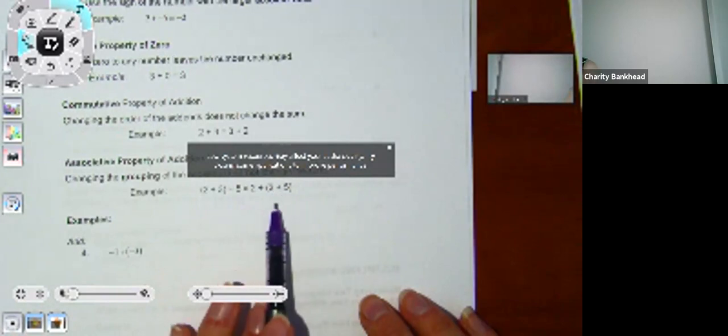And the associative property of addition means that you can group the numbers in different groups and it still gets the same answer. So if you have 2 plus 3 plus 5, it doesn't matter if you group the 2 and the 3 together and do that first and then add 5, or if you group the 3 and the 5 together and then add the 2, either way you're going to get the same answer. So that's the associative property.